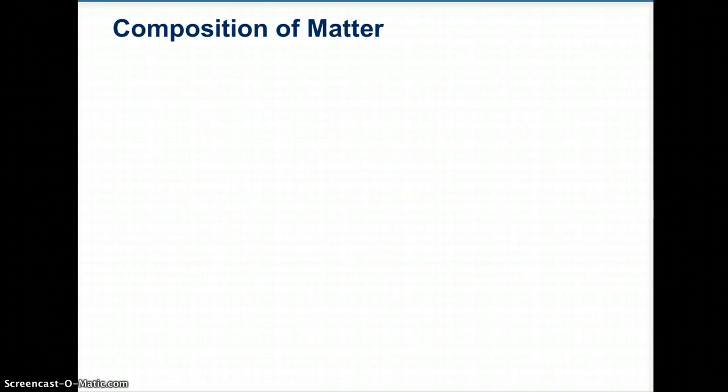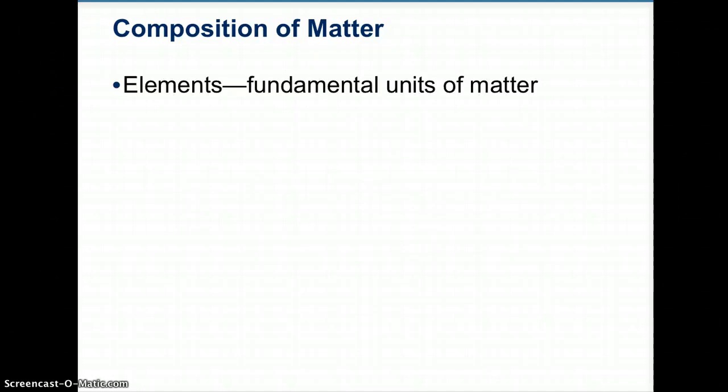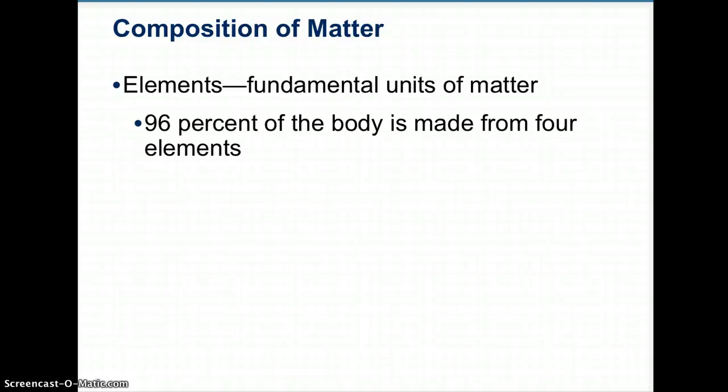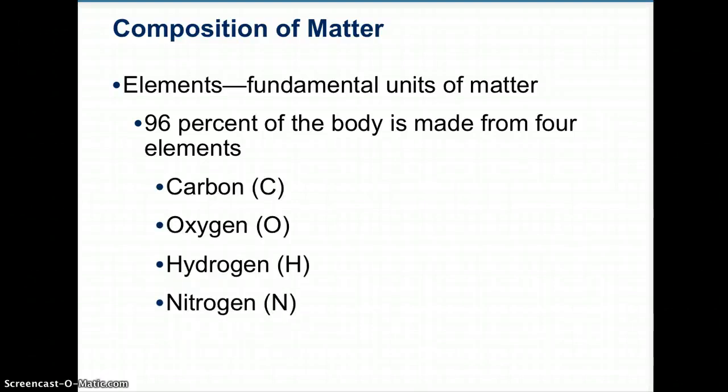Elements are the fundamental units of matter and cannot be broken down into simpler substances by ordinary chemical means. 96% of the human body is made up of 4 elements: carbon, hydrogen, oxygen, and nitrogen. A complete listing of the elements can be found on the periodic table.